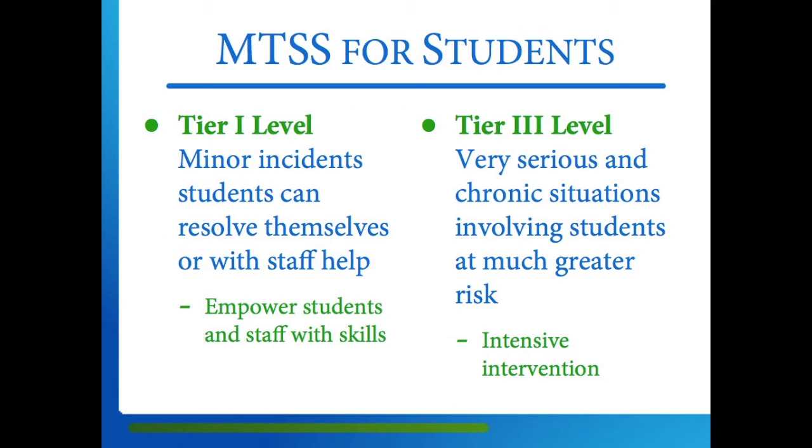So at the Tier 1 level, these are the more minor hurtful incidents that students can resolve by themselves or with staff help. So we have to focus on empowering students and staff with skills. At the Tier 3 level, yes, I skipped something, I'll get to it. At the Tier 3 level are the very serious and chronic situations that are involving students who are at much greater risk. These situations will require intensive intervention. Frequently, these are situations that involve students with disabilities, and we'll talk about that.